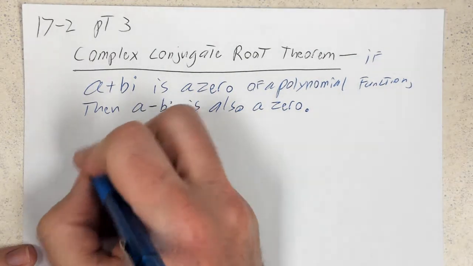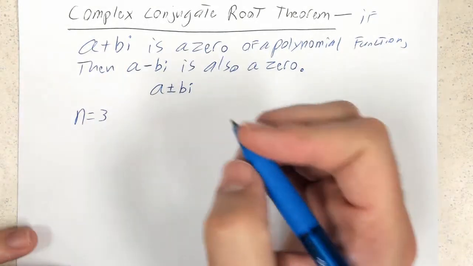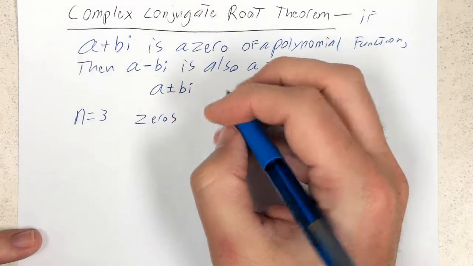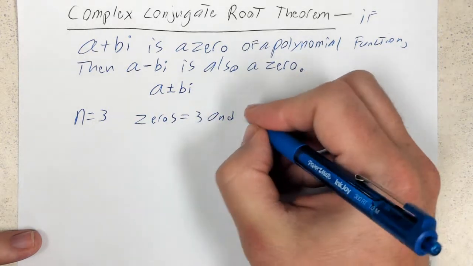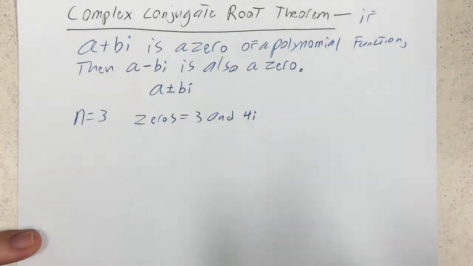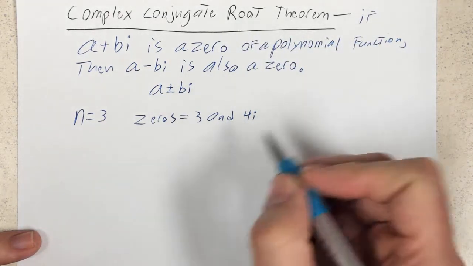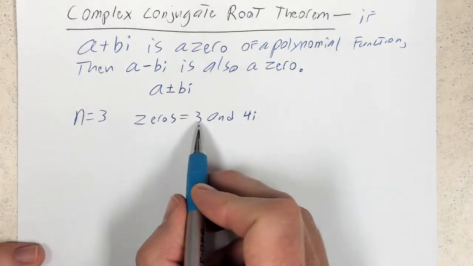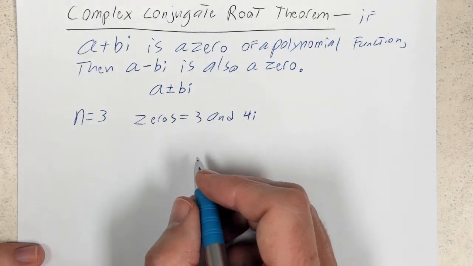So here, when I say n equals 3, that's talking about the degree. The degree is 3, and our zeros are equal to 3 and 4i, or at least those are the ones they're telling us. Alright. The complex conjugate root theorem tells us that if it's a positive 4i, there's also going to be a negative 4i.